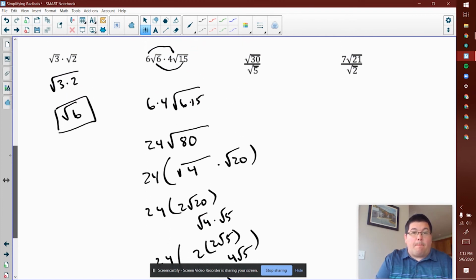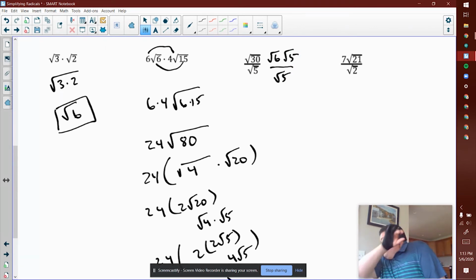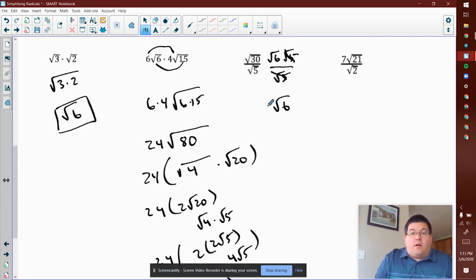What about division? Let's take a look at division here. There's a couple ways that we can think about doing this. The first and the simplest way is if you have like factors here. If we thought about the square root of 30 as the square root of 6 times the square root of 5, there's 6 times 5 all over the square root of 5. Well, we can simply cross reduce that square root of 5, and we know we're going to arrive at the square root of 6.